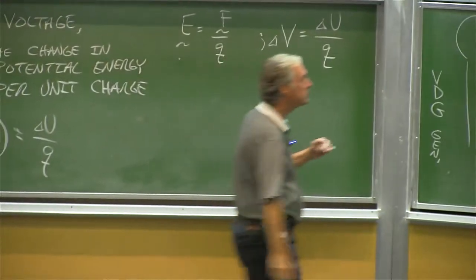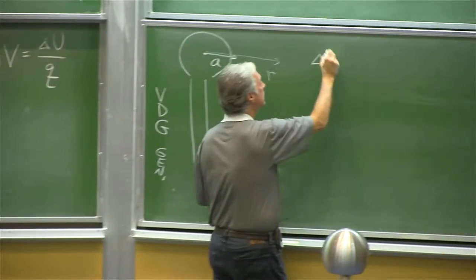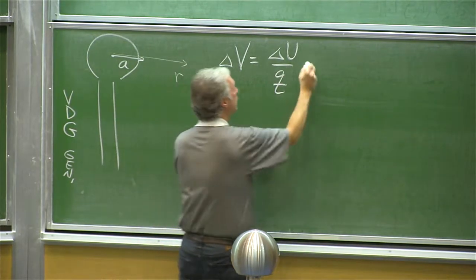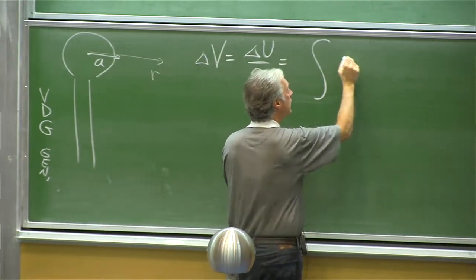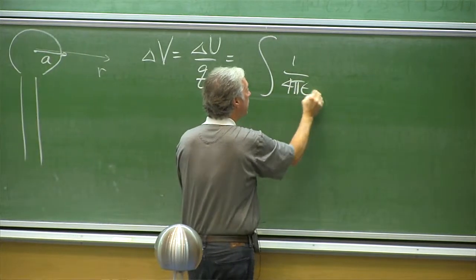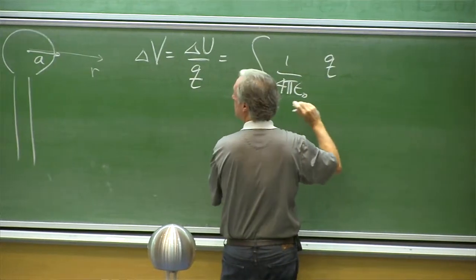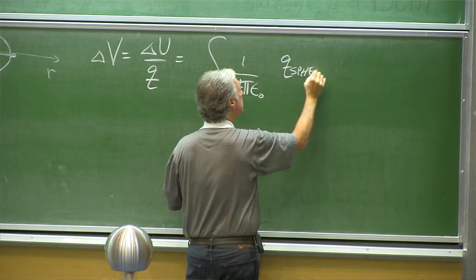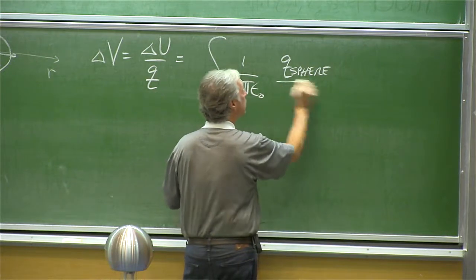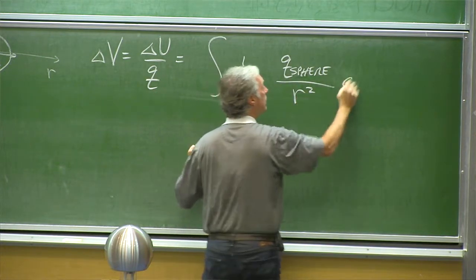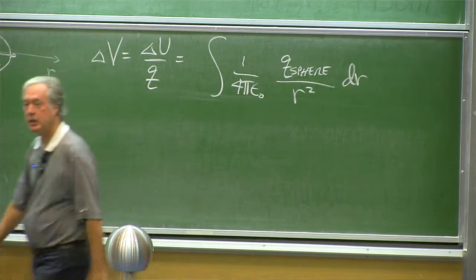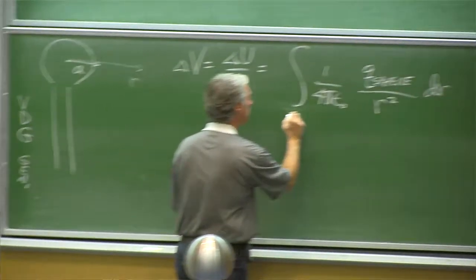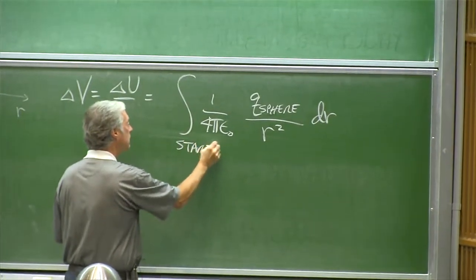The change in potential. So that's going to be related to 1 over 4 pi epsilon naught q on the sphere divided by r squared times dr if we're going out. And we have to go from some starting place, some initial start to finish.